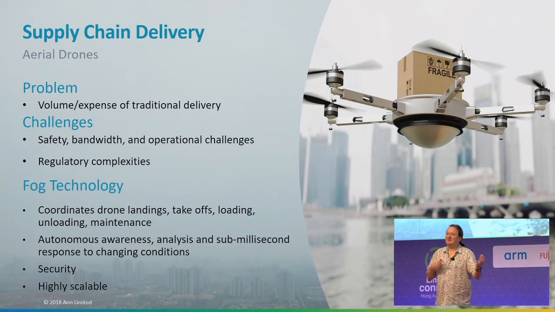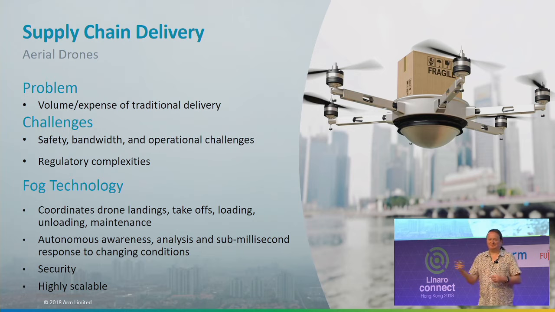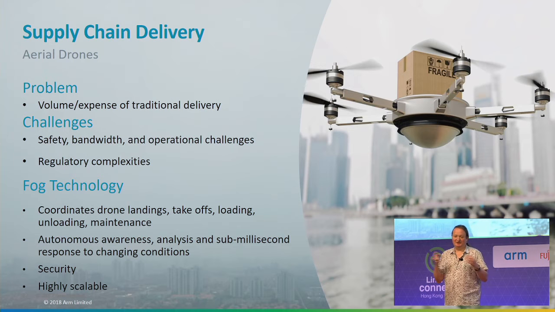But also, imagine drones being controlled by a central control office. It's not going to scale. You've got a lot of latency in there when trying to control tricky things like takeoff, landing, loading and unloading. Although I quite like the idea of parachutes and just drop the stuff. So you can support autonomous awareness and very, very fine-grained control just by moving the processing closer to where the drones are actually operating.